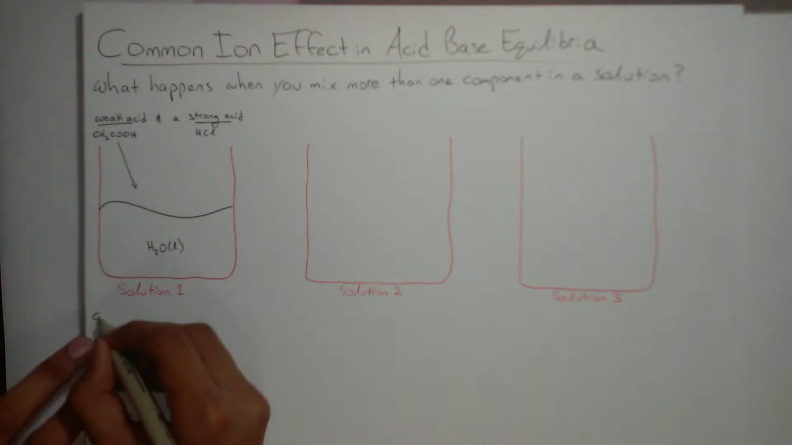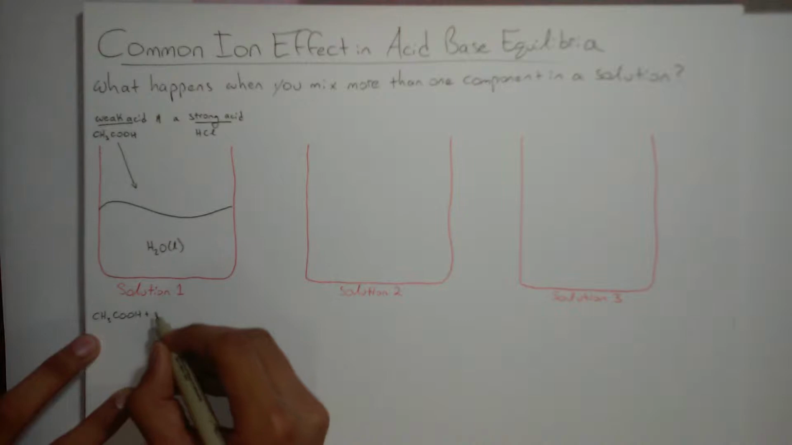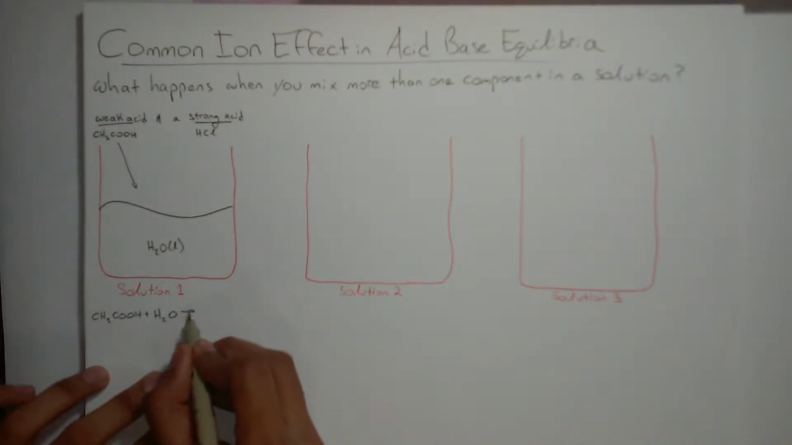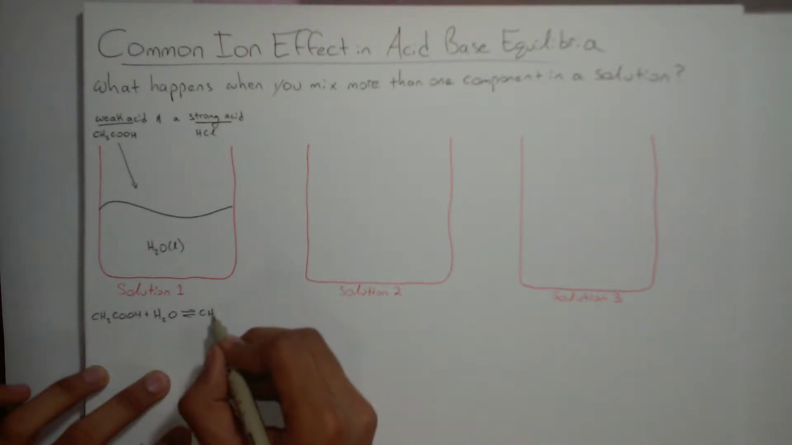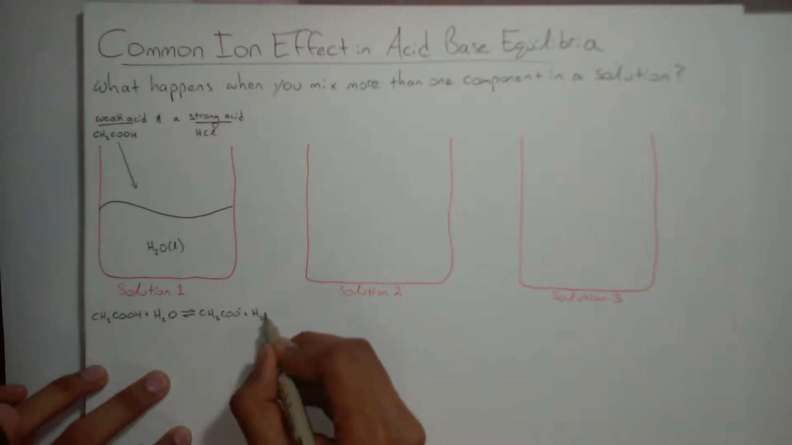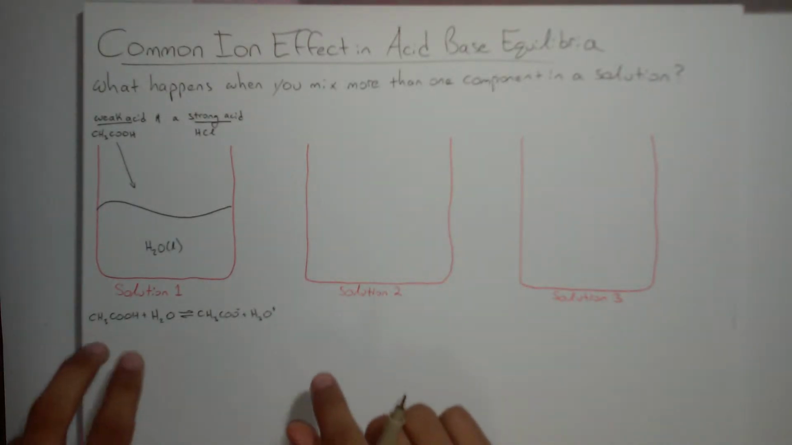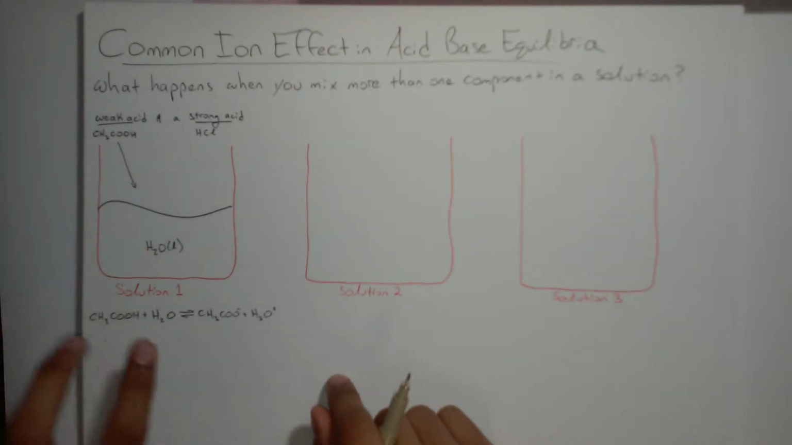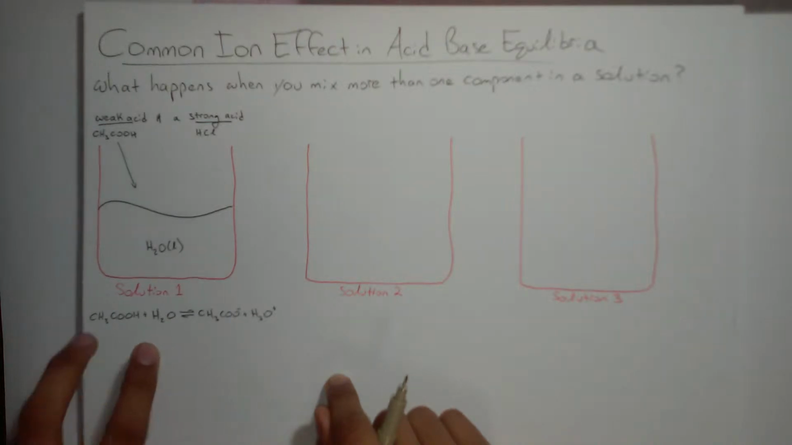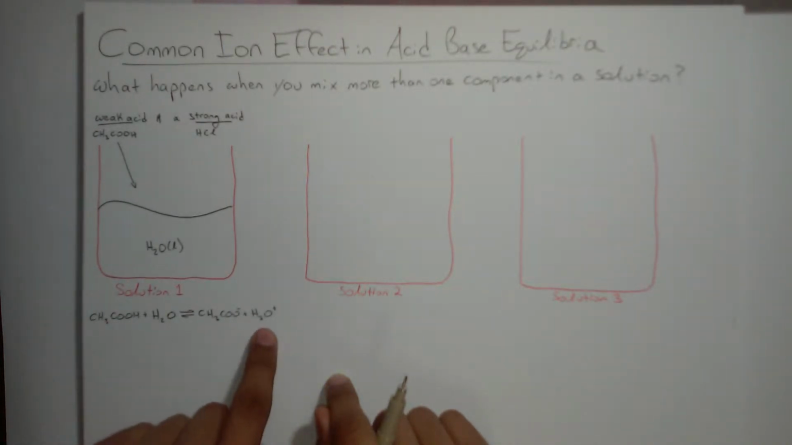Well, we know that acetic acid is a weak acid, CH3COOH. We know that it's going to react with water, H2O, and it's going to come into equilibrium and form CH3COO- plus H3O+. So we know this is the first thing that's going to happen. I throw acetic acid in water, both components are going to react with one another, CH3COOH and H2O. When you have an acid react with water, it's going to form its conjugate base and a hydronium ion.